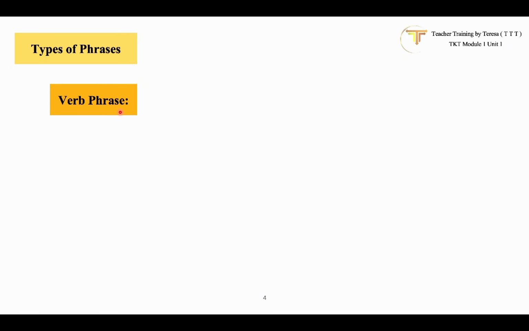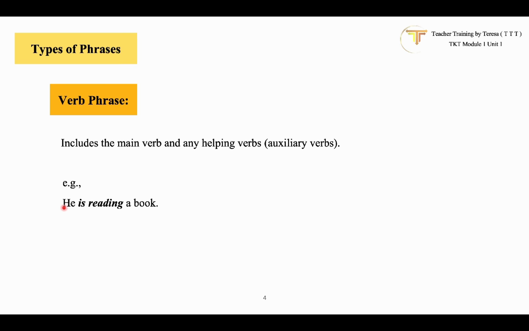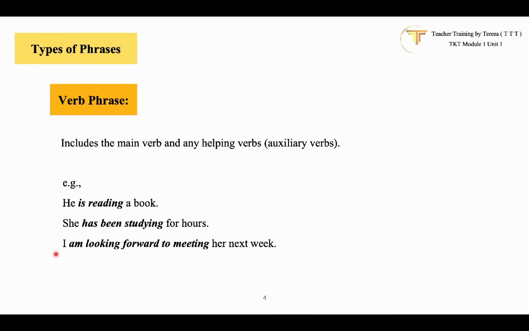Verb phrase: includes the main verb and any helping verbs or auxiliary verbs. Examples: He is reading a book. She has been studying for hours. I am looking forward to meeting her next week.